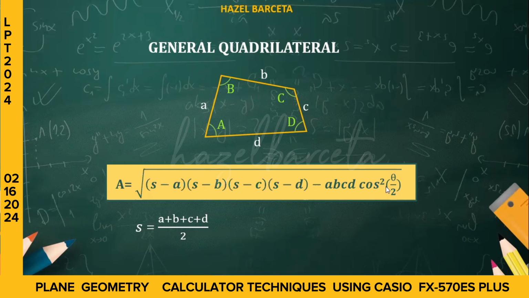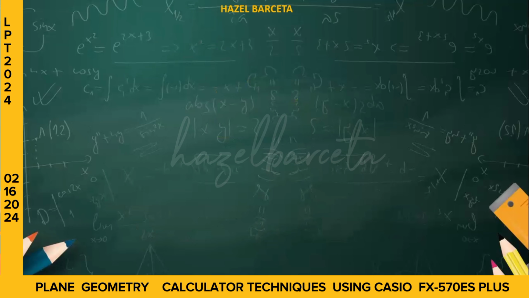So, paano po ba kukunin yung theta? Theta is equal to A plus C or B plus D. Therefore, sum ng opposite angles. Ayan, opposite angles. So, ito po yung i-apply natin kapag given po ang angles, opposite angles, and the four sides. Okay? Or sides.